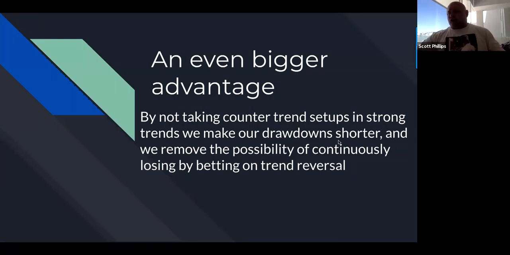By not taking counter trend setups when we're in our strong trends, not only do we get these trend following setups, which we've just seen are much higher expectancy, much more reliable, just better in every way, but also we don't take the mean reversion setups that suck on the days that they're gonna suck. So you get a double whammy effect. We make our drawdowns shorter. We remove the possibility of continuously losing by betting on trend reversal, and we drastically, and I mean drastically, lower the possibility of having a blowout, terrible down 10R day.